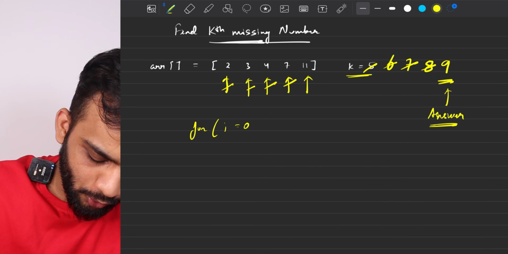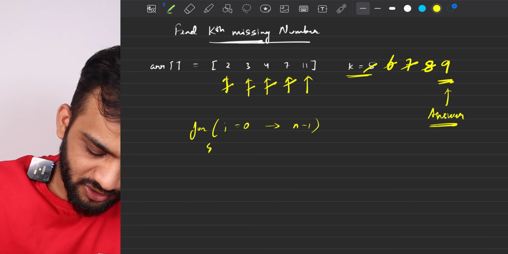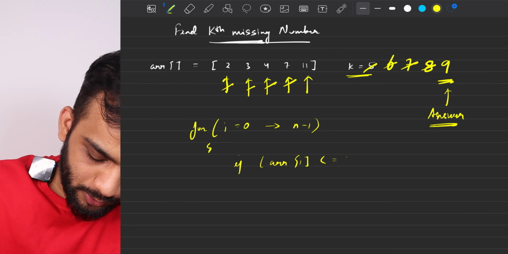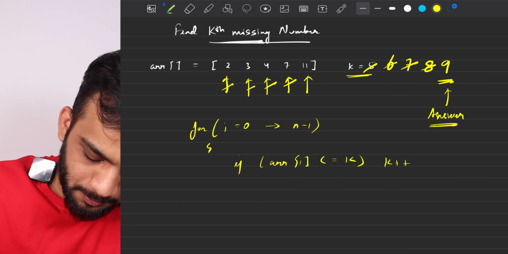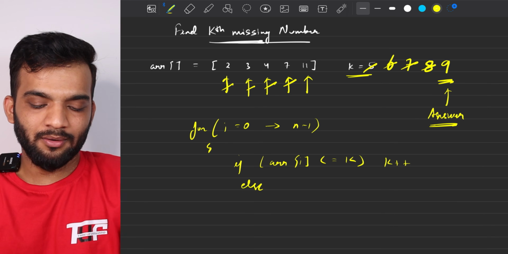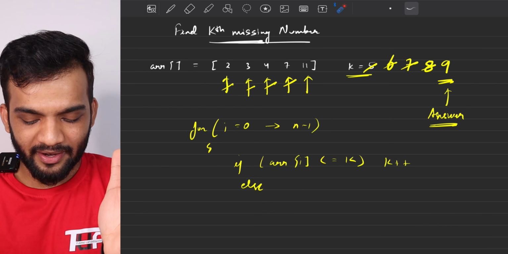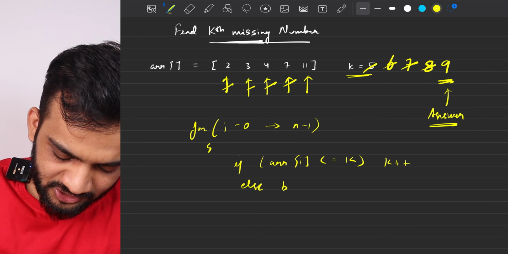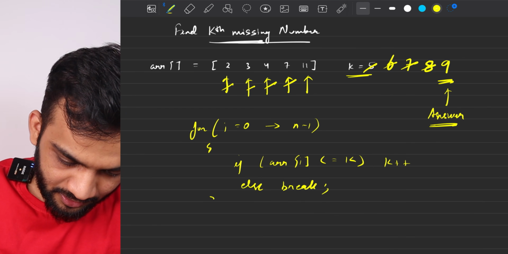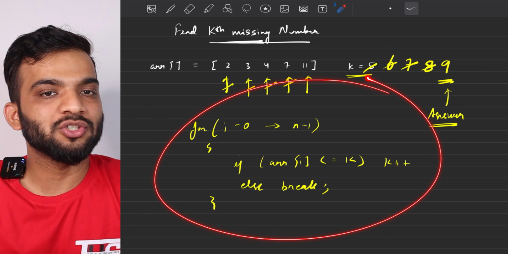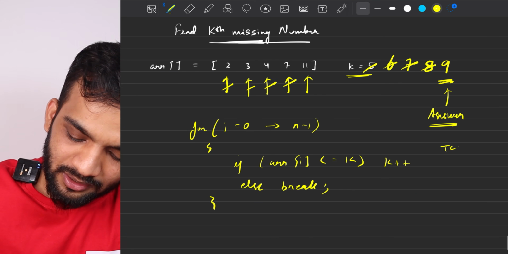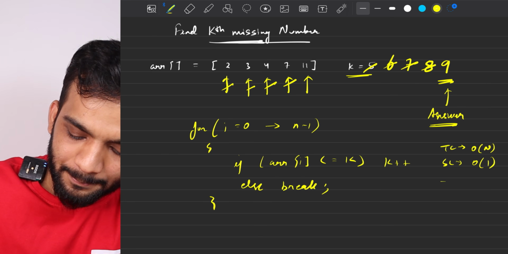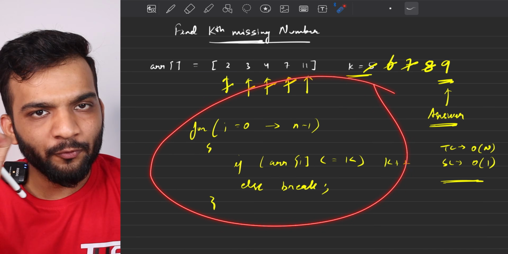I'll just start from 0 and go until the last integer. I'll say if array of i is lesser than or equal to k, I'll just do a k plus plus. Because it is in increasing order, if I get any number which is greater than k, I stop. Hence, you can straight away see break. And this is what the possible solution will be. What will be the time complexity? Big O of n. What will be the space complexity? Big O of 1. Now, this is what the brute force solution will be.